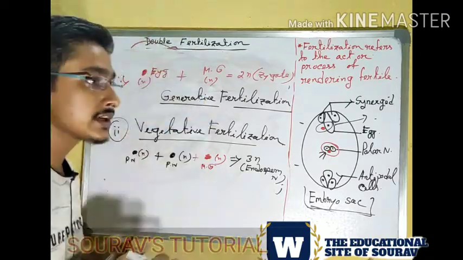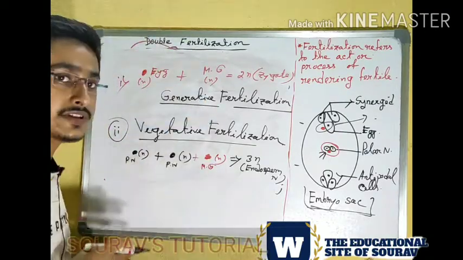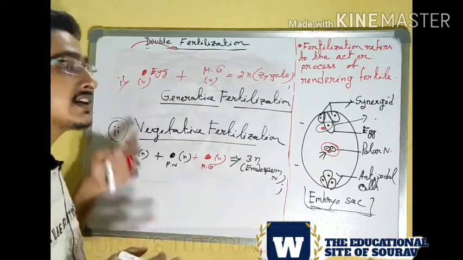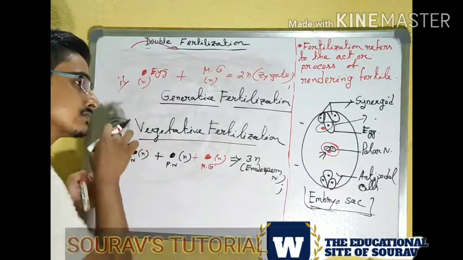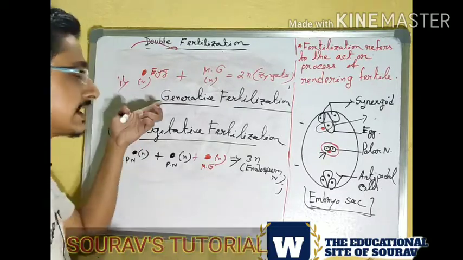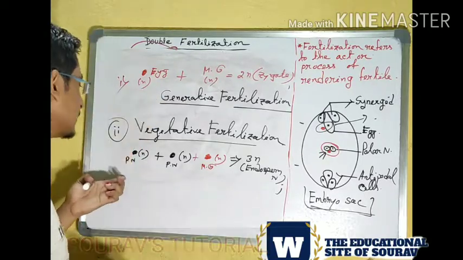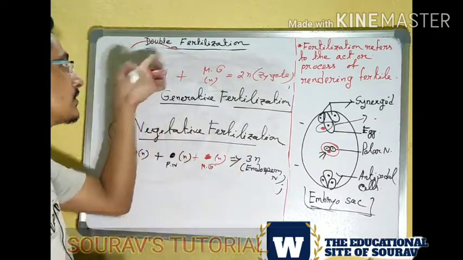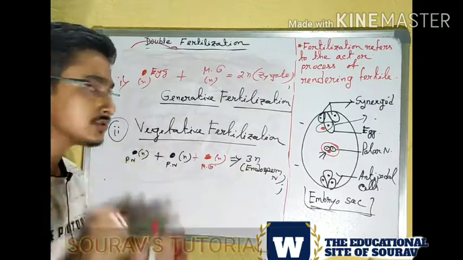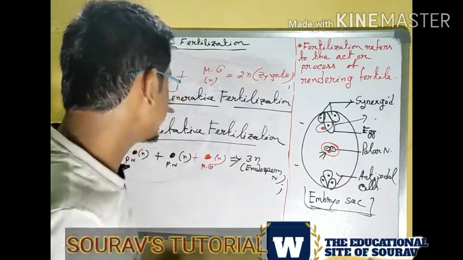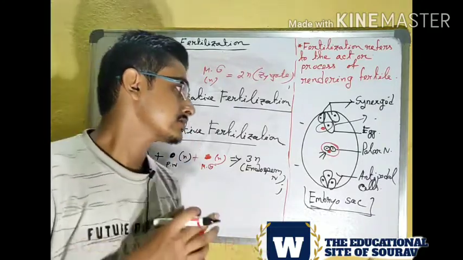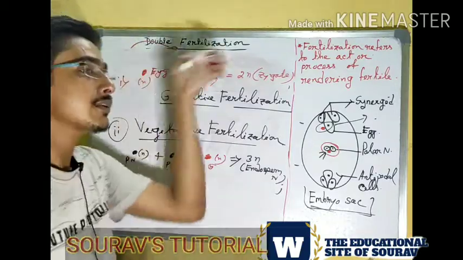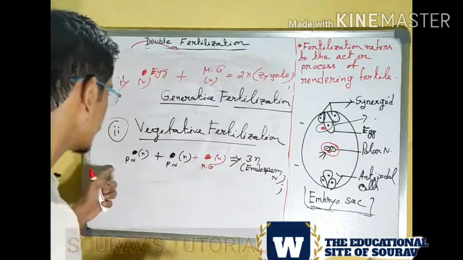Now look, if we look at the whole events, we can see that fertilization takes place two times. One is generative fertilization and the second is vegetative fertilization. That's why we call it double fertilization. Double means two. So generative fertilization and vegetative fertilization, there are two types of fertilization. That's why we call it double fertilization.